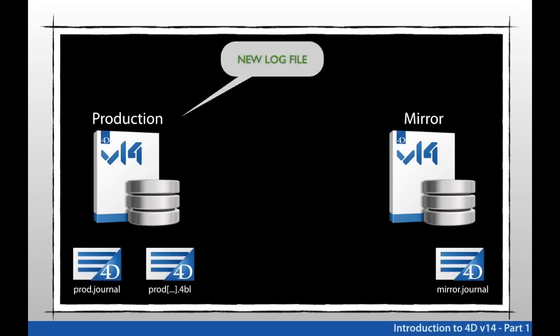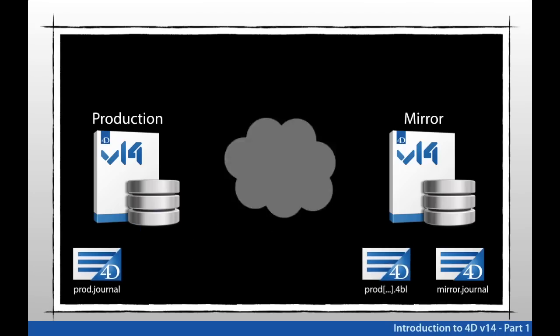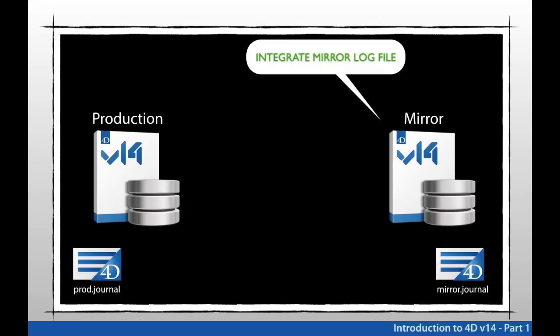So we create a new log file on the production server. We send it over to the mirror server. Now one thing that's different in v14 in this scenario is instead of integrate log file, I have a new command called integrate mirror log file. Because the mirror has its own journal, I have to differentiate the fact that I'm grabbing a log file from the production machine and I'm going to integrate those changes. So we integrate the changes.